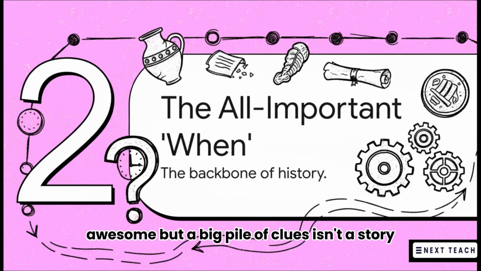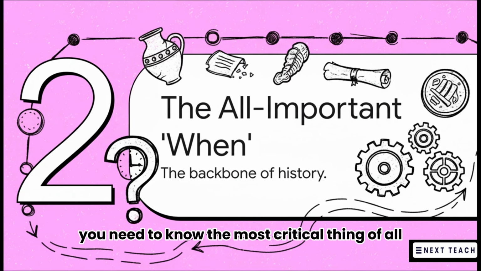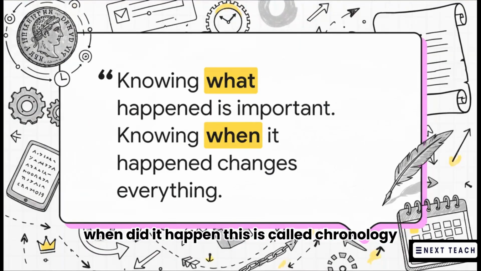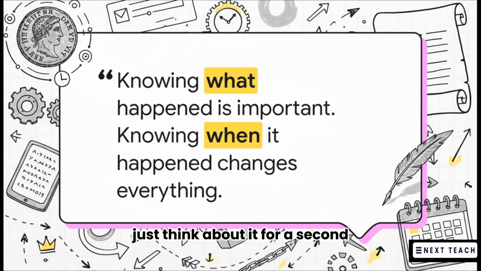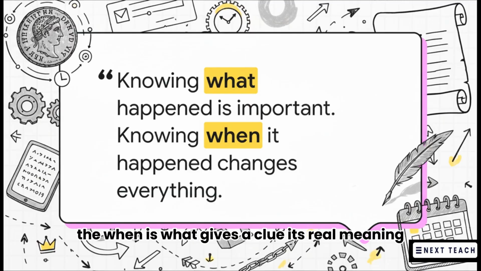So we've gathered our clues, awesome. But a big pile of clues isn't a story, is it? To make any sense of it, you need to know the most critical thing of all. When did it happen? This is called chronology, and it's the absolute backbone of history. Just think about it for a second. Finding an old Roman coin is pretty cool, but finding out that coin was made in the year 50 BC? Whoa, that changes everything. Suddenly, it tells you about trade and politics and who was in power at that very specific moment in time. The when is what gives a clue its real meaning.